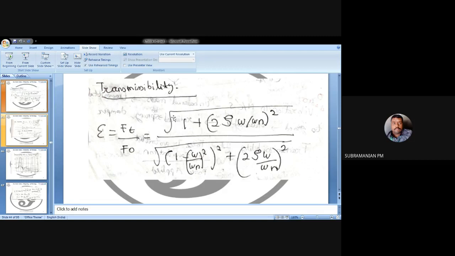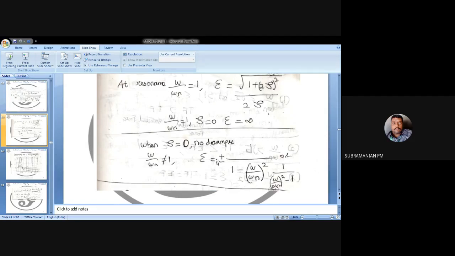So 1 plus root of 1 will be 1. And in this term I will be having a square and root. So when I take the root, plus or minus. So this is another main form of transmissibility. That is plus or minus 1 by omega n whole square. You can write it like this: 1 minus, otherwise you can write omega by omega n whole square minus 1.